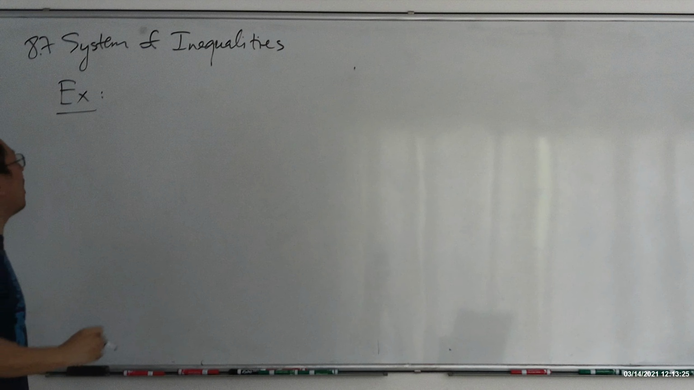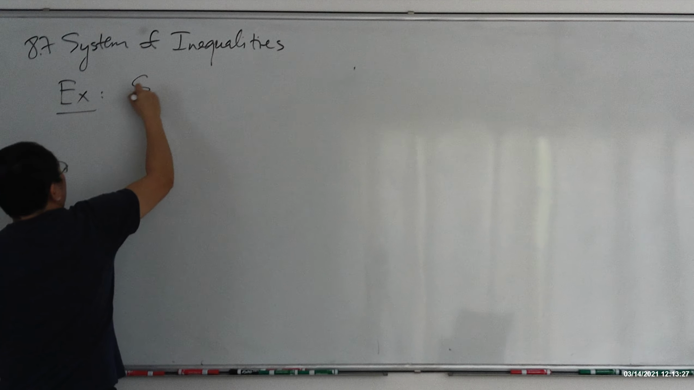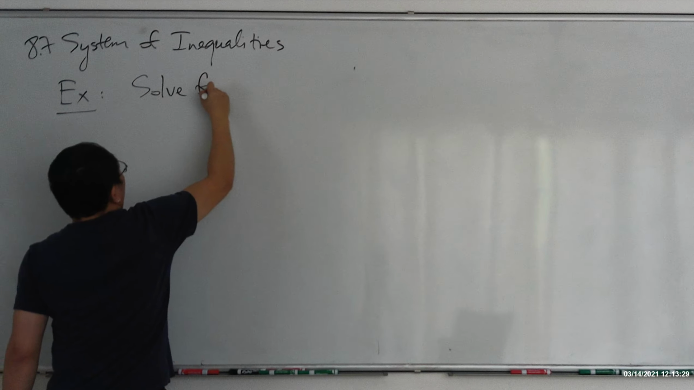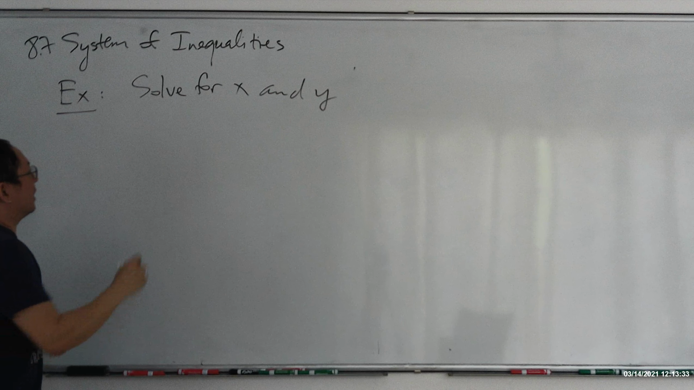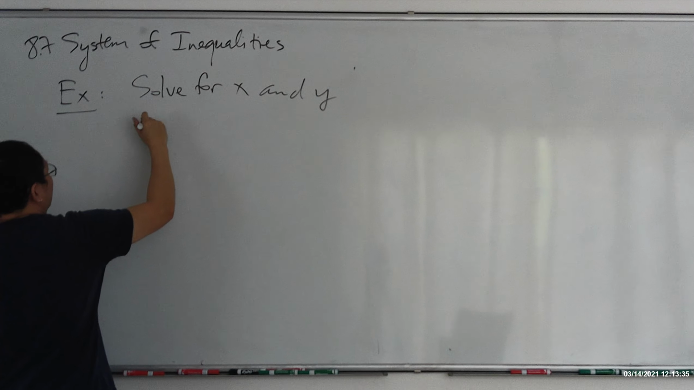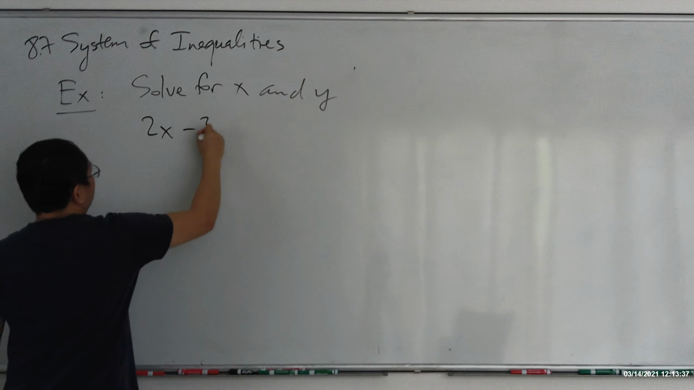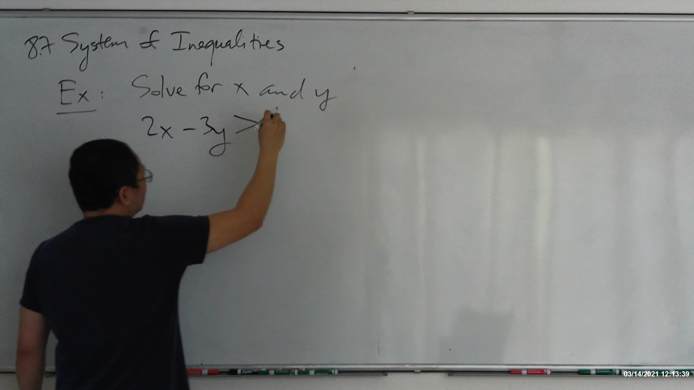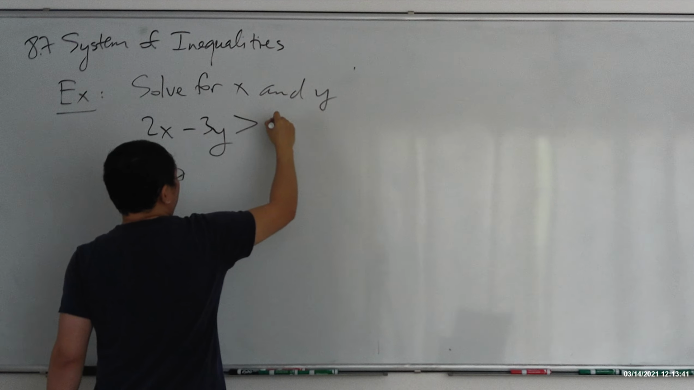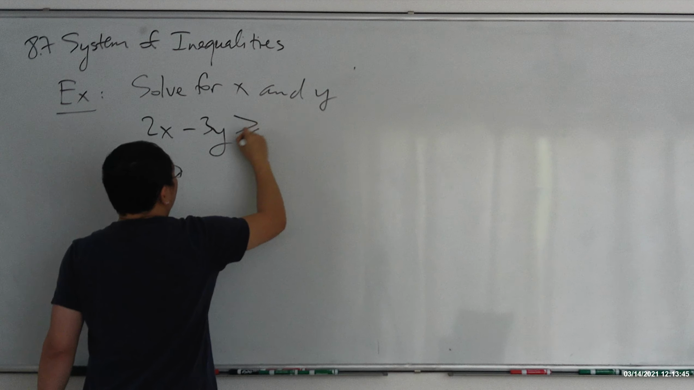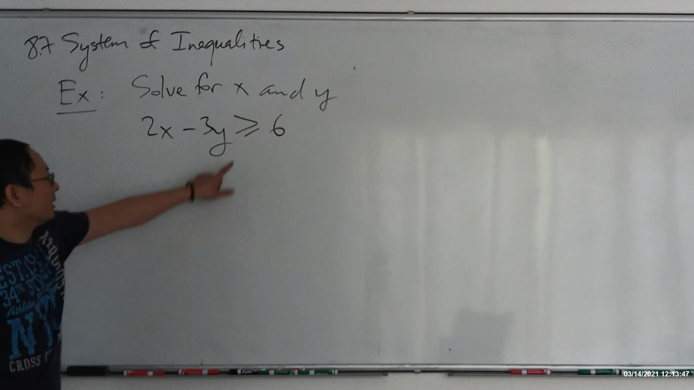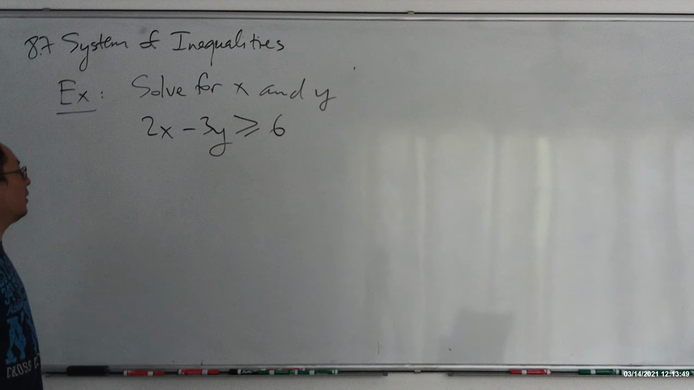Let's start with just one inequality instead of a system. Solve for x and y. I'm going to give you something like this: 2x minus 3y is greater than or equal to 6. Okay? You see, it's not an equal sign anymore. Greater than or equal to.